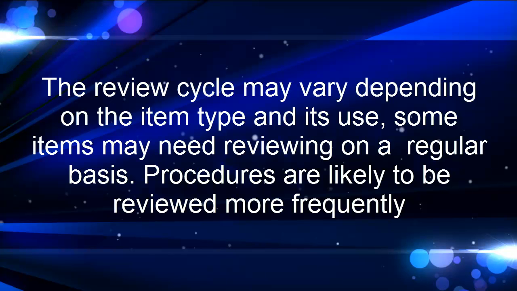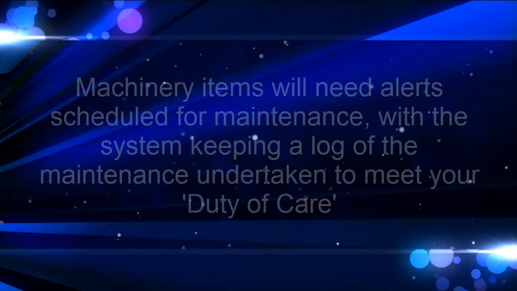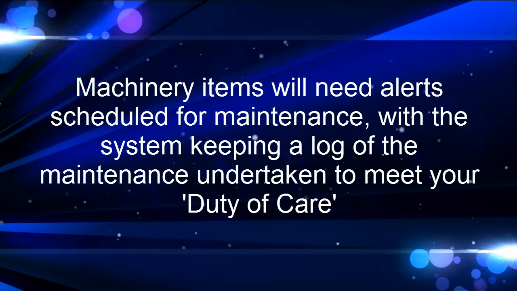Some items may need review on a regular basis, whereas other items, for example a policy, 3 years would be typical, making sure that there must be no more than 5 years between reviews. Procedures, on the other hand, are likely to be reviewed more frequently, with machinery items needing alerts scheduled for maintenance and not just the data entry review.